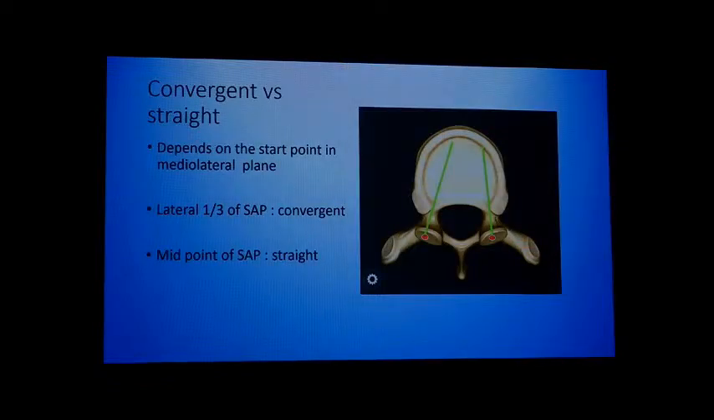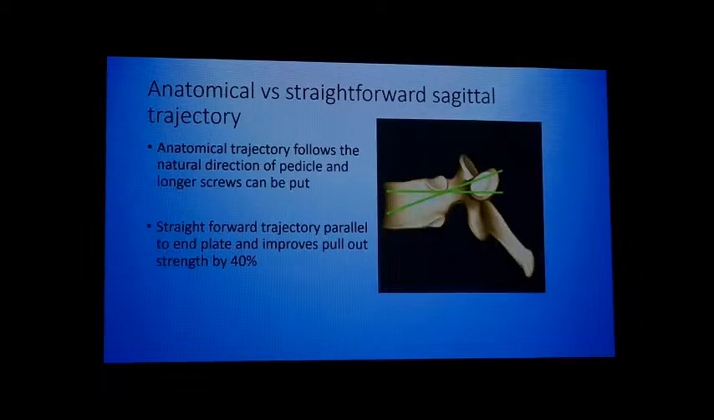So another important thing is how much you can converge. So whether you go straight. Now this depends upon the start point in the mediolateral plane. Some authors describe the midpoint of the SAP as the correct spot to start. So if you take a little more medial point, then you can only go straight. But if you go to the lateral 1/3 or even lateral to that, you can converge more. So as you know, convergent screws are biomechanically stronger. They have a greater pull-out strength.